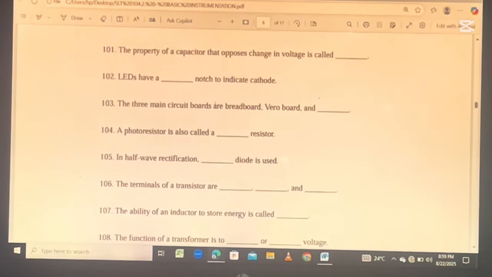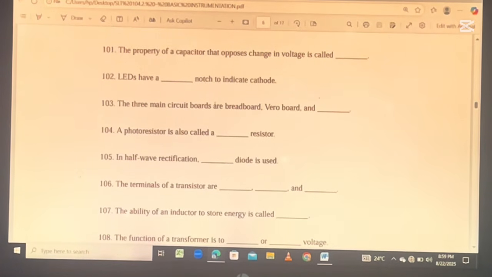Okay, then the next one: the three main circuit boards are breadboard, veroboard, and PCB. Now, a photoresistor is also called a dash resistor. It's also called a light dependent resistor. 105 says in half-wave rectification, dash diode is used. In half-wave rectification, only one diode is used.